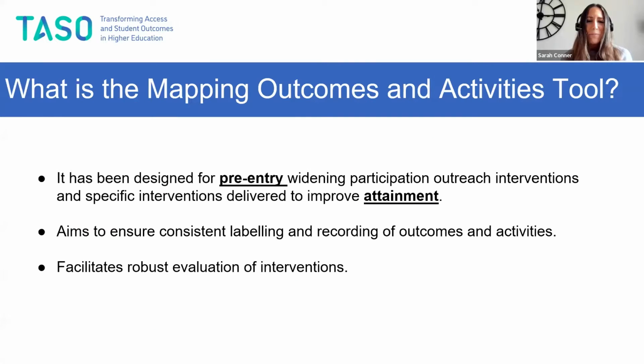We are looking to explore whether we can do something similar for post-entry activities as well, but at the moment, our two tools are designed for pre-entry and specifically on attainment as well. And as I've said, we really want to try and ensure that consistent labelling and recording of outcomes and activities across the sector. And the key here is so we can build the evidence. So if everyone's labelling everything in a similar way and using the trackers, as will become clear in their sections later on in this webinar, we'll be able to facilitate more robust evaluation and build that evidence.